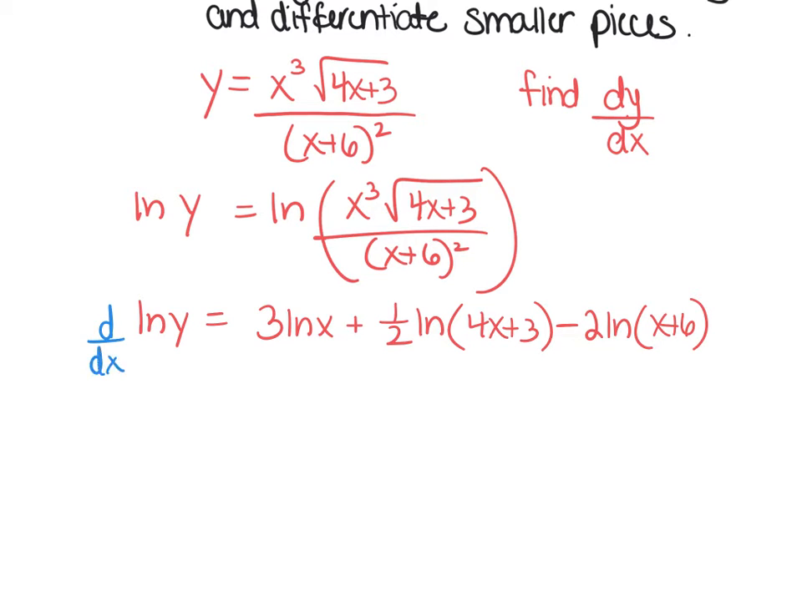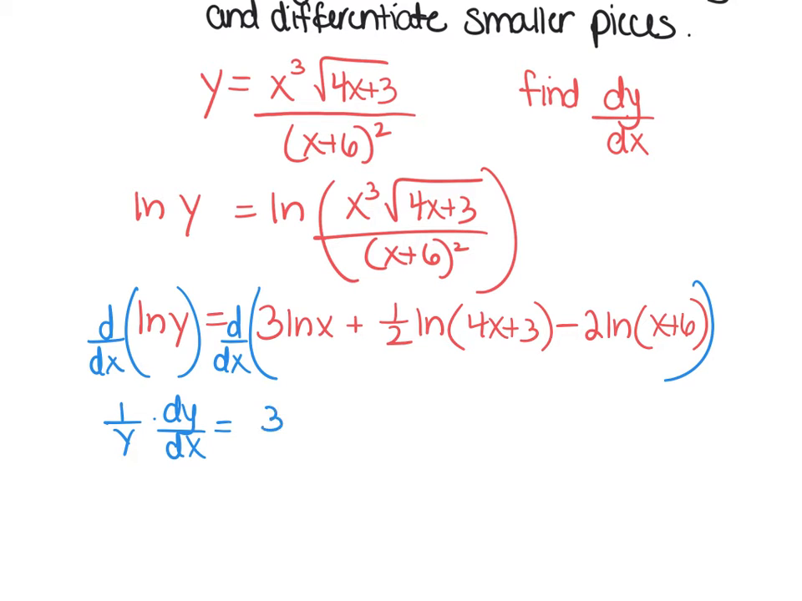So we're going to take the derivative of the left. And again, if we do that on the left, we got to do that on the right. So on the left, the derivative of the natural log of y will be 1 over y times dy dx equals, now we're going to go through here and differentiate each piece. So this will give us 3 over x times the derivative of x, which is 1, plus 1/2 times 1 over the argument times the derivative of the argument minus 2 times 1 over the argument times the derivative of the argument.